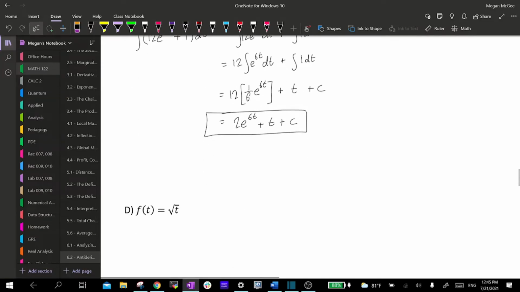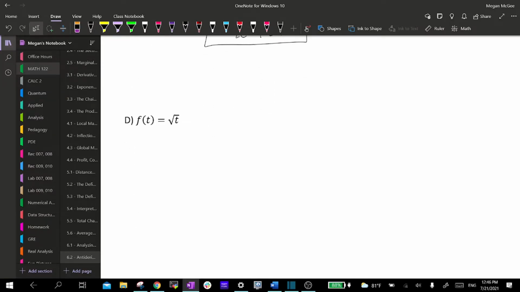All right, let's do one more. We have the square root of t. I'm going to go ahead and rewrite this as t to the 1/2. All right, so we have the integral of t to the 1/2 dt. So this is a power rule, but with a fractional exponent. Okay, so we're going to have t to the 1/2 plus 1 divided by 1/2 plus 1 plus c.